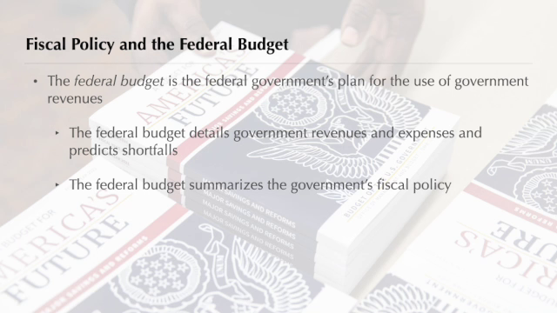How do you spend your money? To identify how much you spend on food, clothing, and entertainment, you might keep a record known as a budget. Similarly, businesses and governments also plan how and when to spend funds. You have learned that for fiscal policy to be effective, it must work with monetary policy. Additionally, fiscal policy must fit the government's spending plan. The federal budget is the federal government's plan for the use of government revenues. This budget details government revenues and expenses and predicts any shortfalls. In effect, the federal budget summarizes the ways in which the government uses fiscal policy.